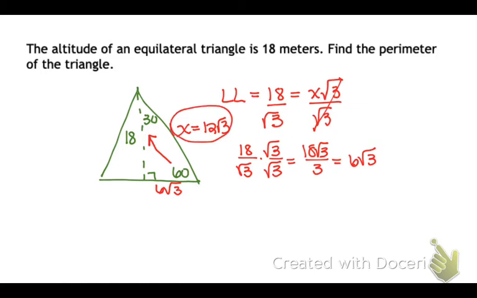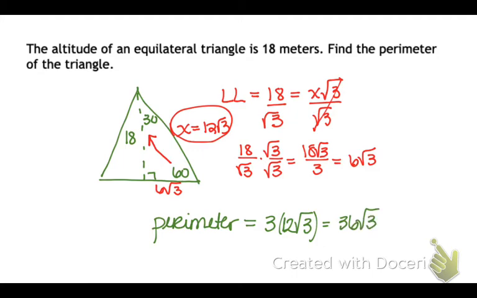So to find the perimeter, we have 3 of those sides. So we can either add it 3 times or we can just think about multiplying it by 3. And 12 times 3 is 36. And we would leave it as radical 3. And so this is in meters as our unit.